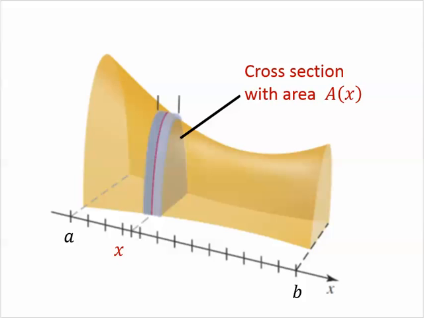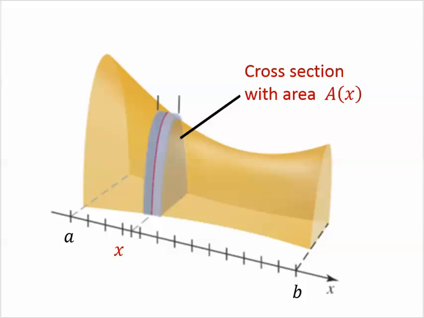Now if you take one of those slices and turn it towards you, then what you're looking at is what we call the area of the cross section. Notice that as x moves from A to B, the area of the cross section changes. So we say that the area of the cross section is a function of x.